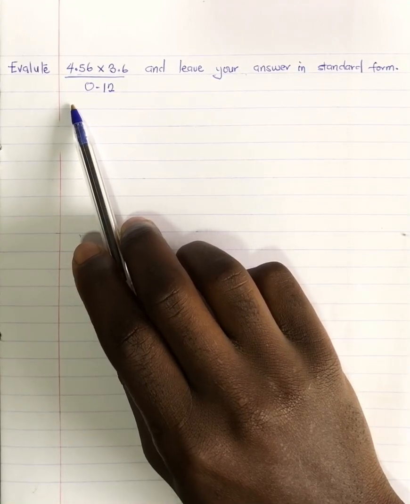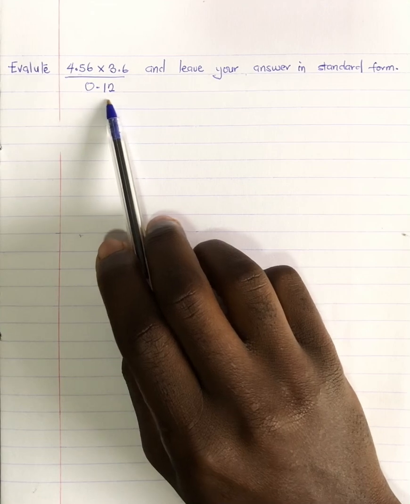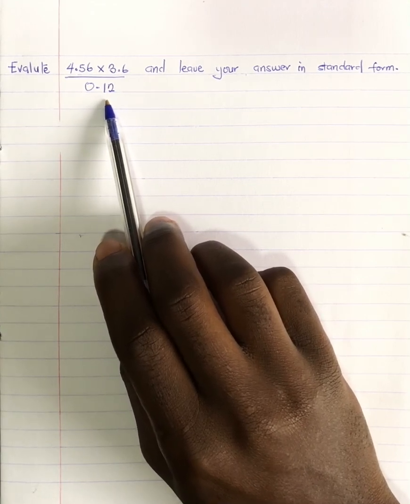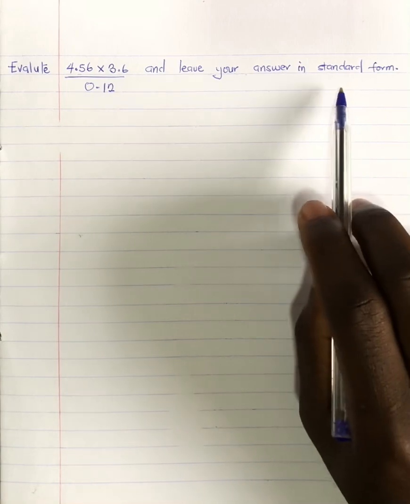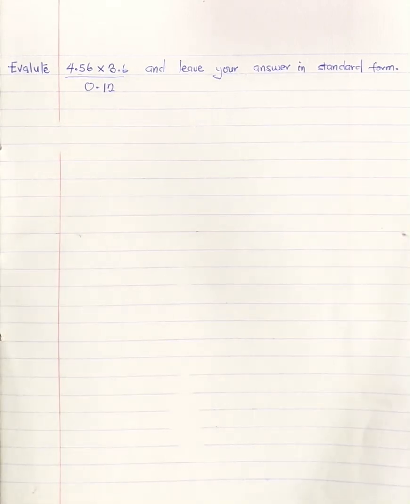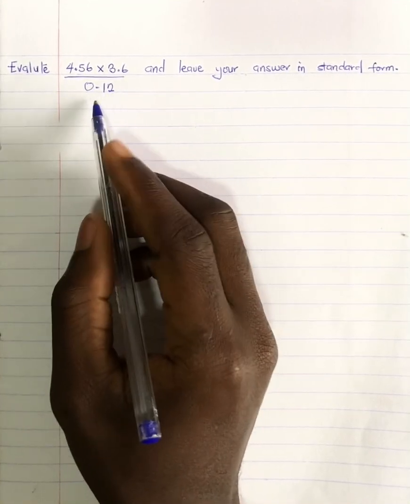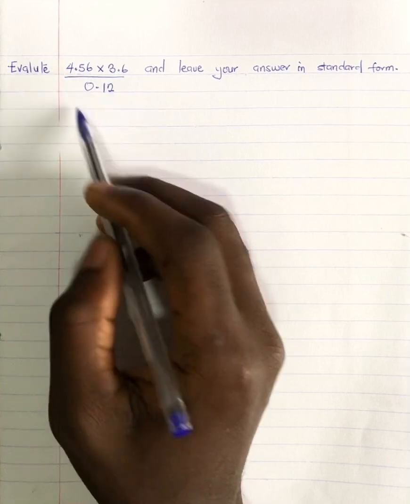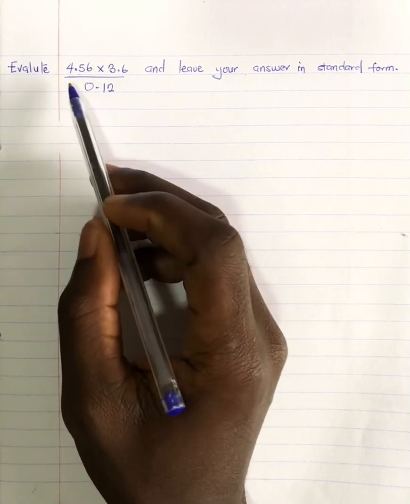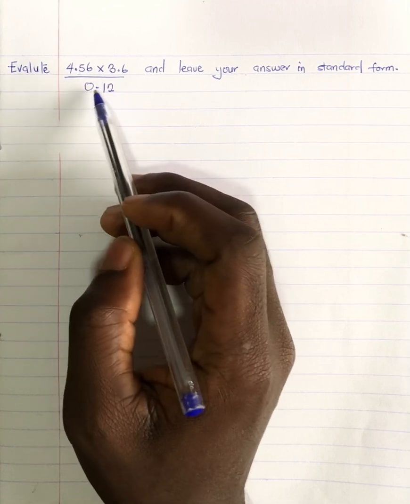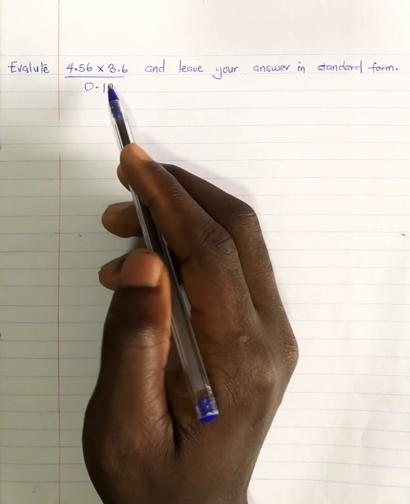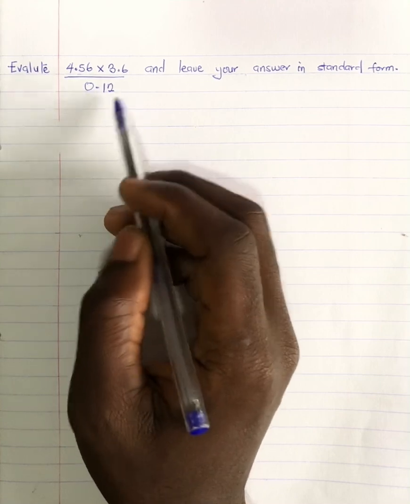Okay, so we have to solve this. We should evaluate this and leave our answer in standard form. But already this is in decimal. So before we solve this, we have to write this in whole number, or we have to get rid of the decimals. Then after, we will write this in standard form.